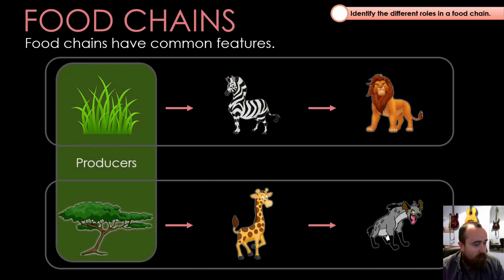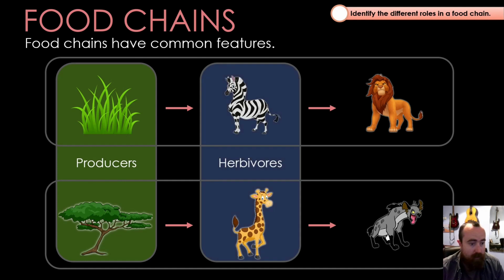First of all, the bits at the beginning, we call them producers. Now producers are, generally speaking, plants. They can also be things like algae. Anything that can do photosynthesis, anything that can produce its own food. So grass and trees and algae and things like that, they produce their own food via a process called photosynthesis. So they're called producers because they produce their own food.